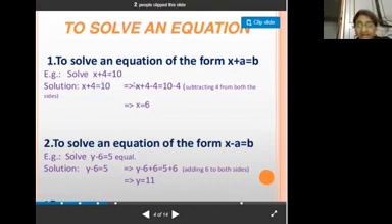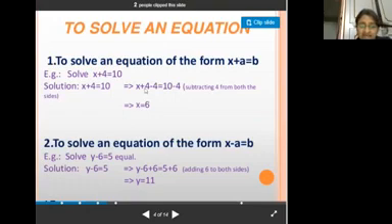कैसे सॉल्व करेंगे बेटा इस इक्वेशन को? पहले हम क्या करेंगे? We will subtract. x plus 4 is equal to 10. We don't need this 4 here, so we subtract 4 from both the sides. Subtracting 4 from both the sides, we get x plus 4 minus 4 is equal to 10 minus 4.